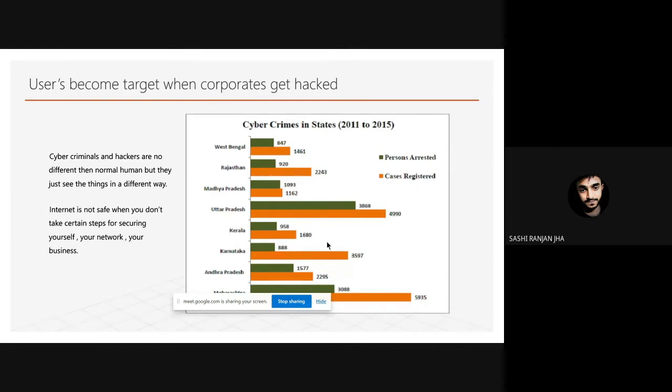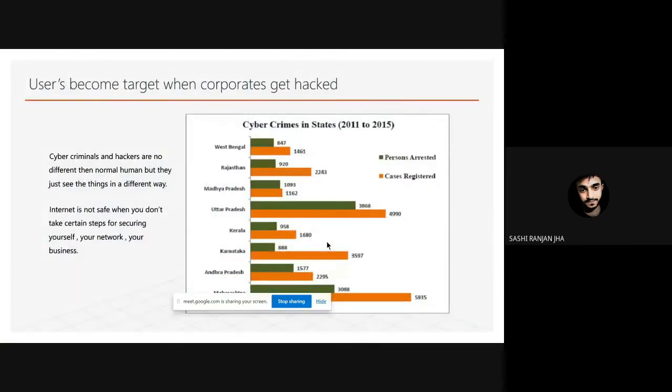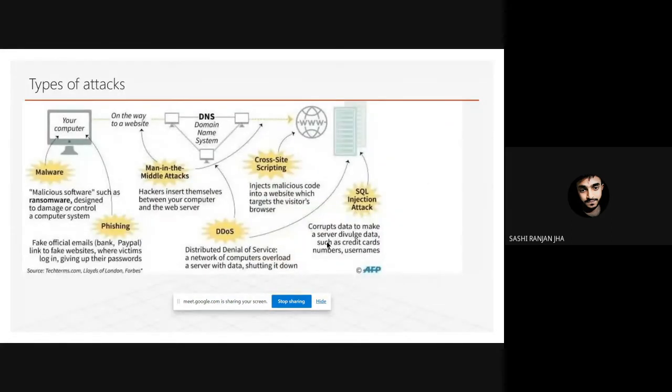So many kinds of cyber crimes take place, but it is very hard to get to those people. That's why I said the internet is not safe, but we have to figure out how we can make ourselves safe over the internet. There are many kinds of attacks that happen, and on top of that there is the OWASP Top 10, which stands for Open Web Application Security Project. There they have shared the top 10 vulnerabilities, which we will go through after these slides.